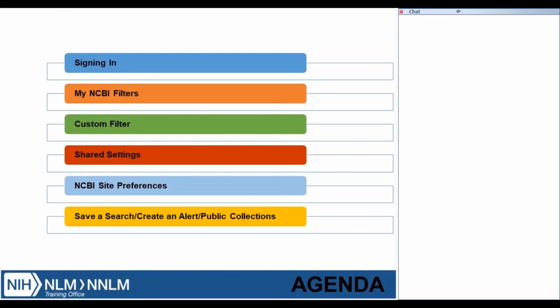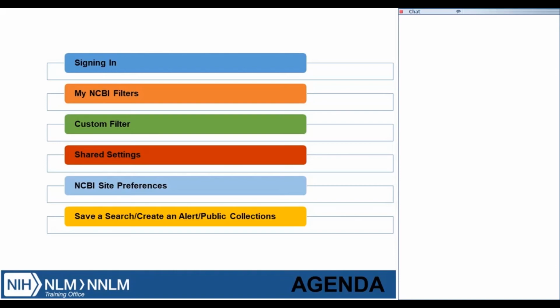So we're going to talk about all the different ways to sign into My NCBI. Then we're going to look at the My NCBI filters that you can add to the right side of your page. These are in addition to the built-in left side filters that appear after you run a search. I'll also show you how to create a custom filter. Then I'm going to demonstrate a rarely discussed feature called shared settings that creates a customized My NCBI experience for users who are not logged in to My NCBI. It's kind of like magic.